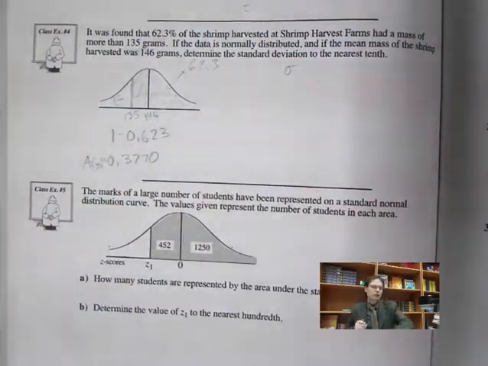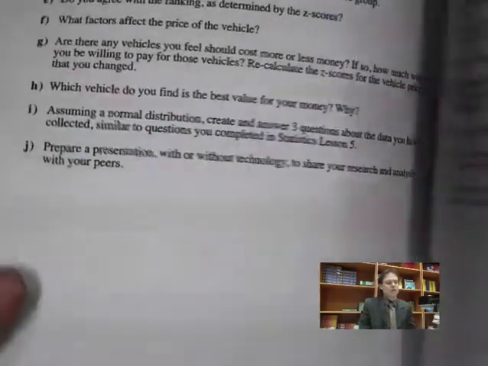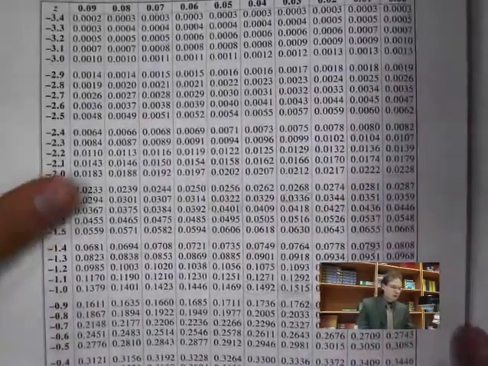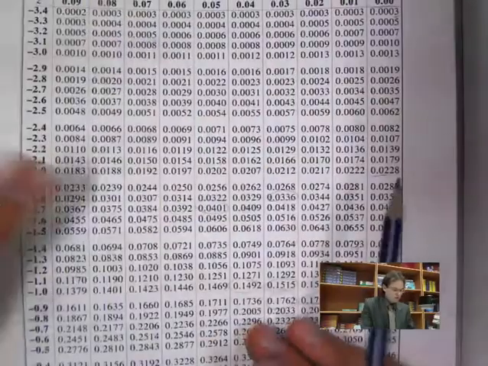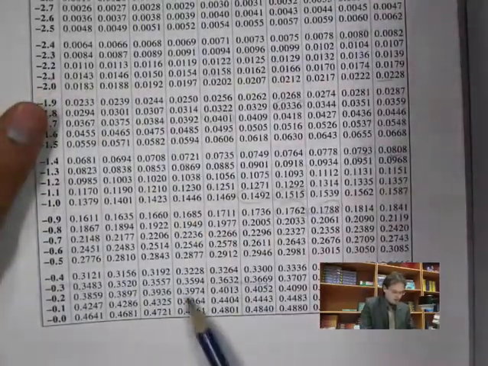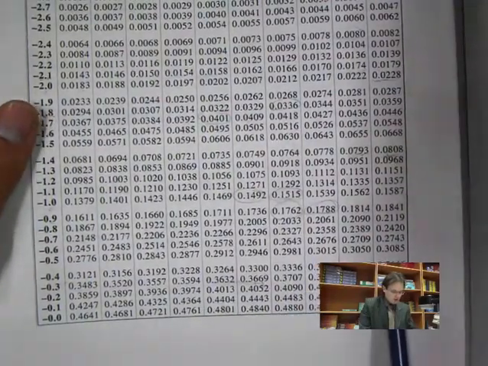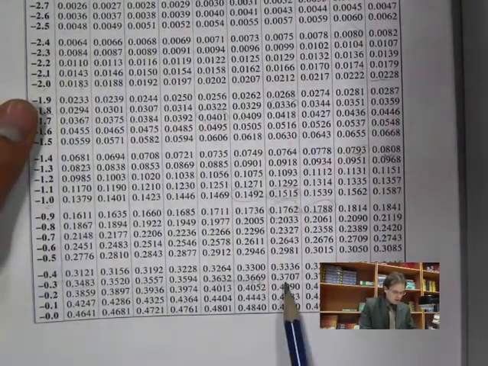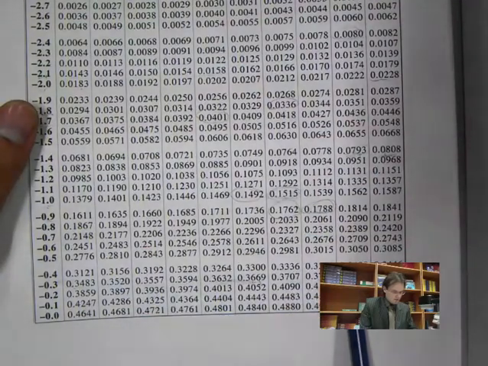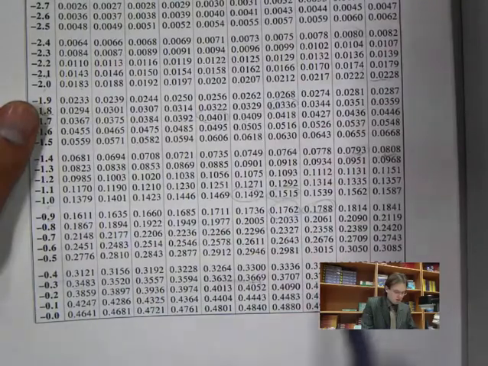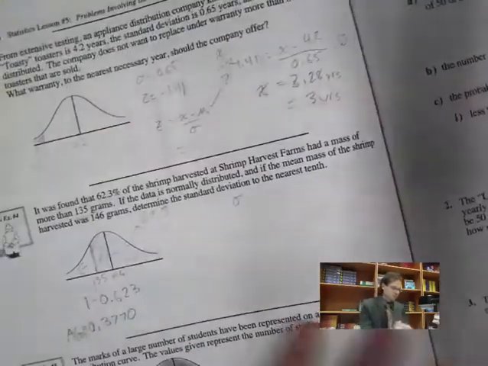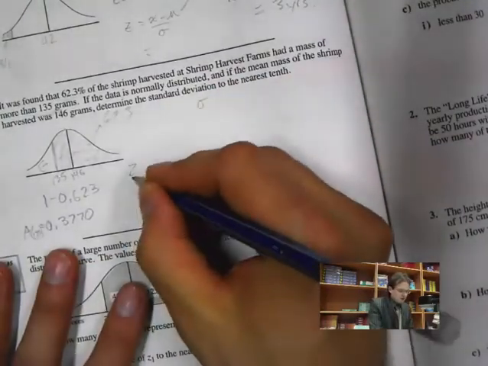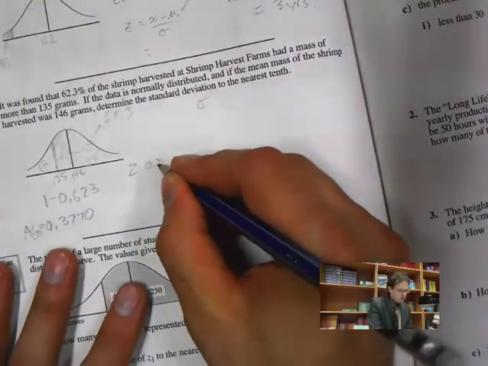Now we use our trusted z-score table to find what that equals. We go here, and it's going to be in negatives. We want 37.70, so find the closest one possible. We have 37.4 and 37.8. 37.8 is closer, so we're going to use negative 0.31. So my z-score is negative 0.31.